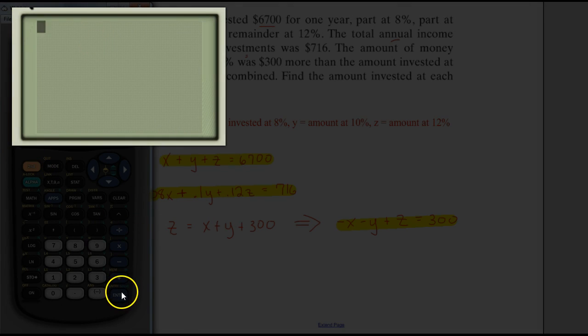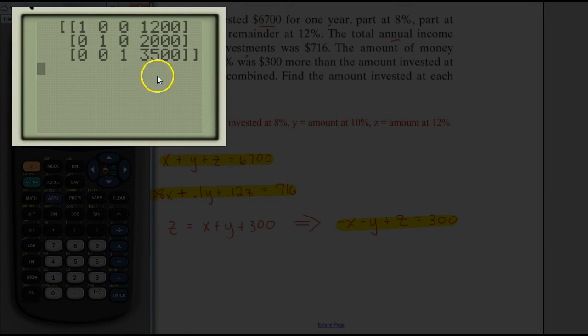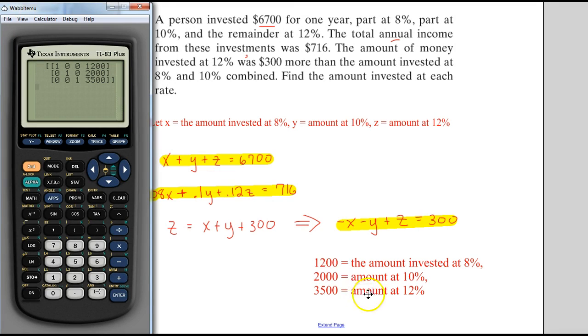The last thing I did was REFB, so I just hit enter, and there are my 3 amounts. Alright, so remember this is X, Y, Z, so the amount invested at 8% is 1,200, 2,000 is invested at 10, 3,500 is invested at 12. Okay, and all the stuff in the table will hold true.